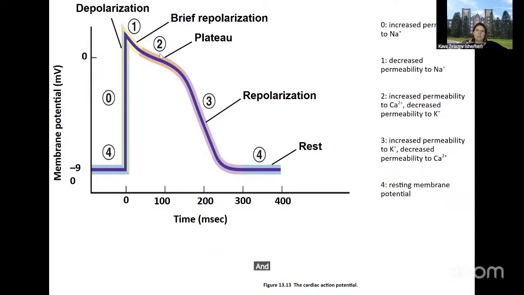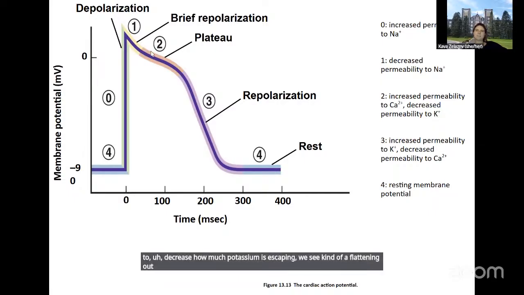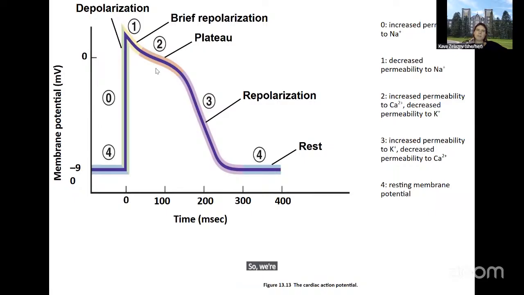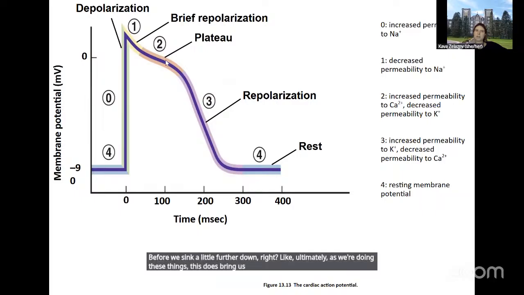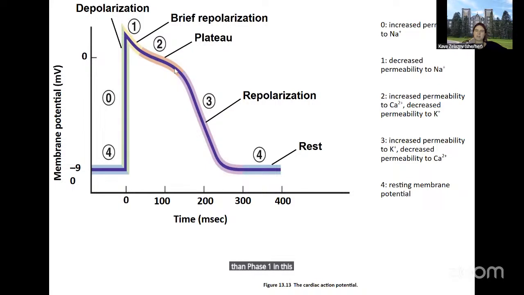And then in phase 2, we're starting to let some calcium in and we're starting to decrease how much potassium is escaping, so we see kind of a flattening out. We're kind of reconfiguring during this phase 2 with this plateau before we sink a little further down. Ultimately, as we're doing these things, this does bring us a bit lower. It's just a bit slower than phase 1 in this repolarization.